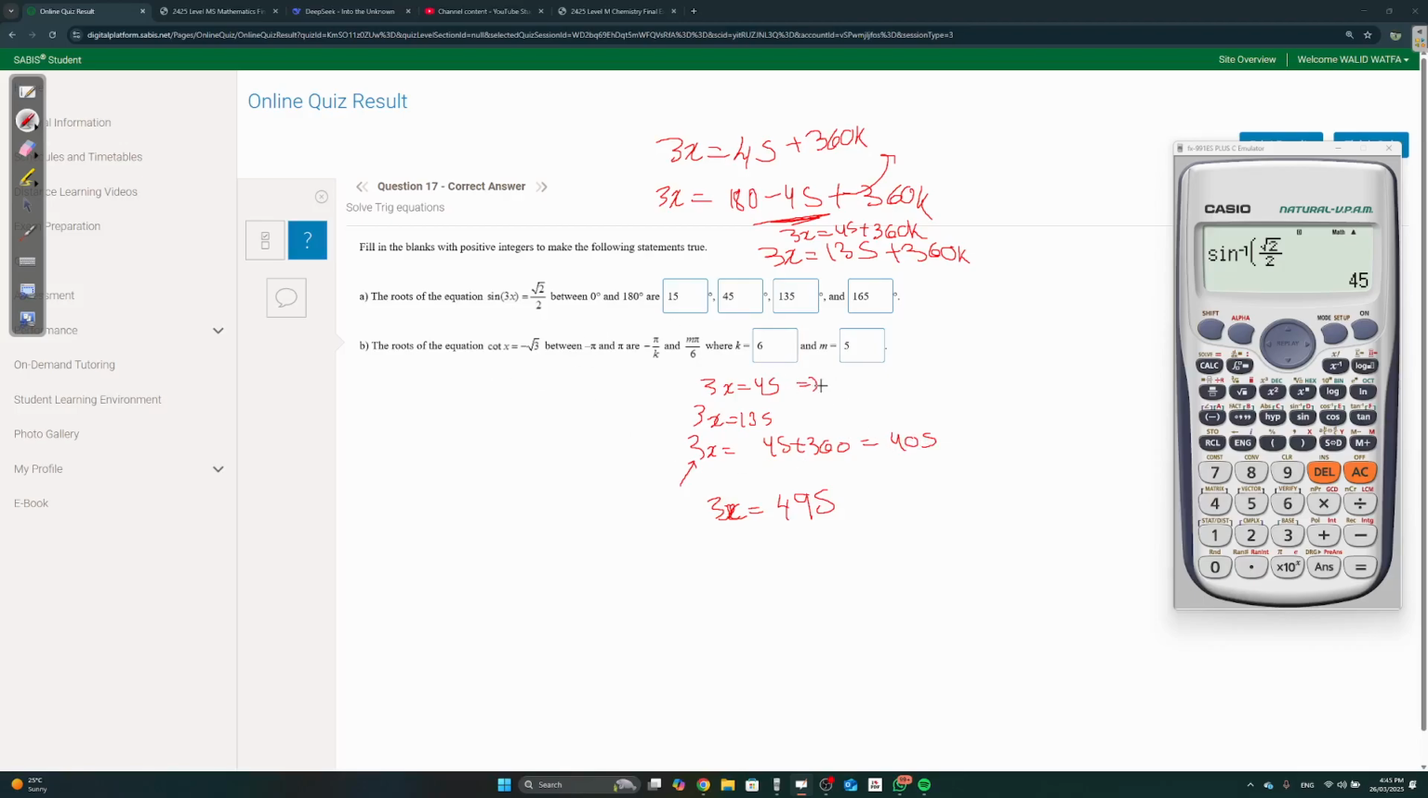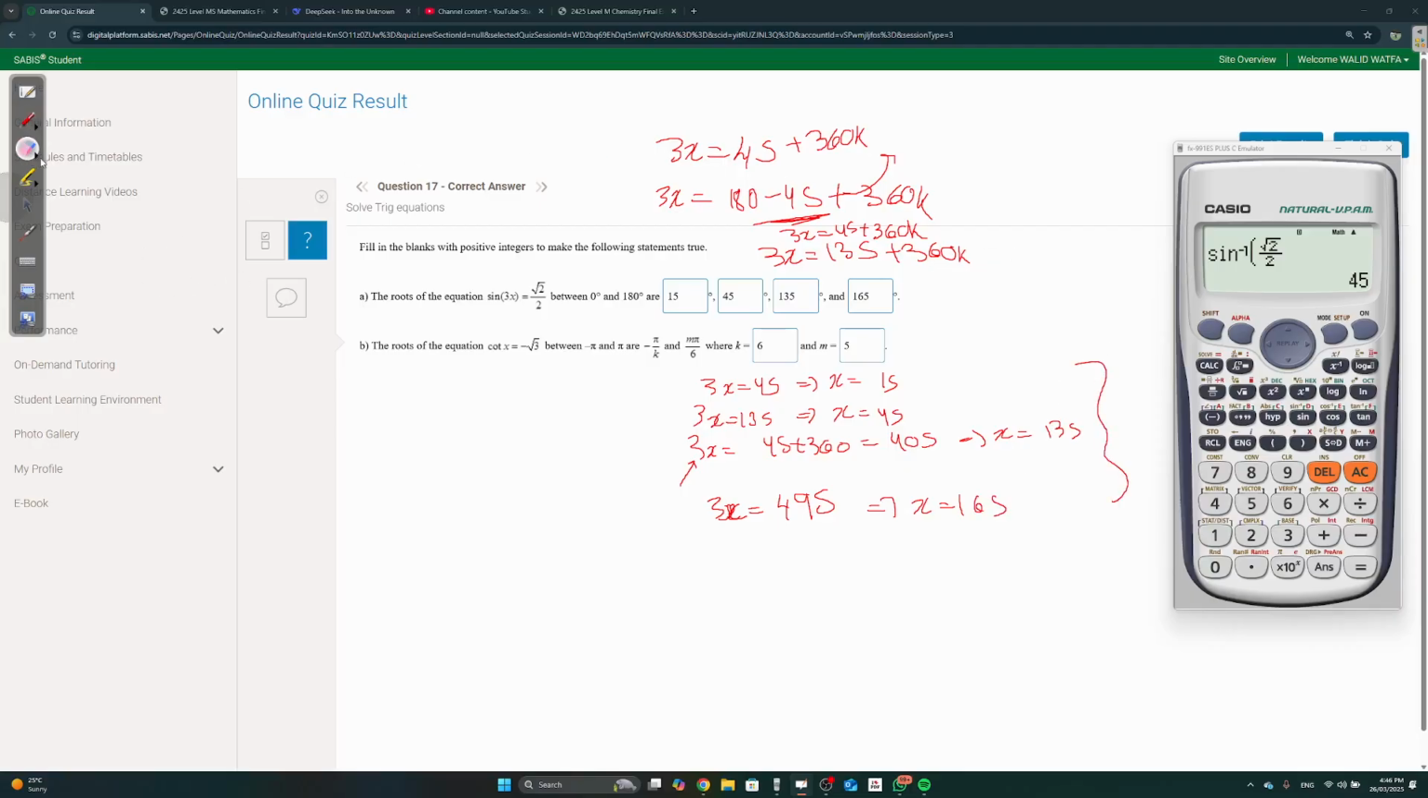Okay. Anyway, so now we found all our possible values. This is when you finally divide. You're gonna get 15. You're gonna get 45. You're gonna get over here 135. Here you're gonna get 165. So this is your full solution set.